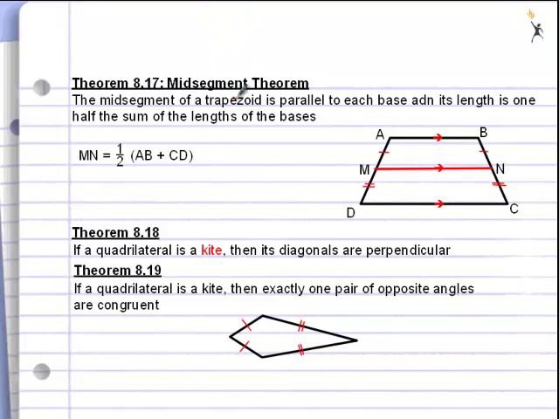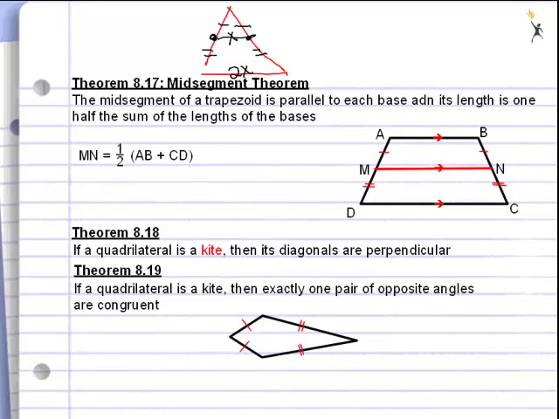Here we have the mid-segment theorem. Now we've dealt with the mid-segment theorem with triangles before. The mid-segment theorem says that if you connect the midpoint of both sides, you have half the distance of your base. This mid-segment is half the distance of your third side. Well, we're going to take that same idea, but we're going to apply it to a trapezoid.